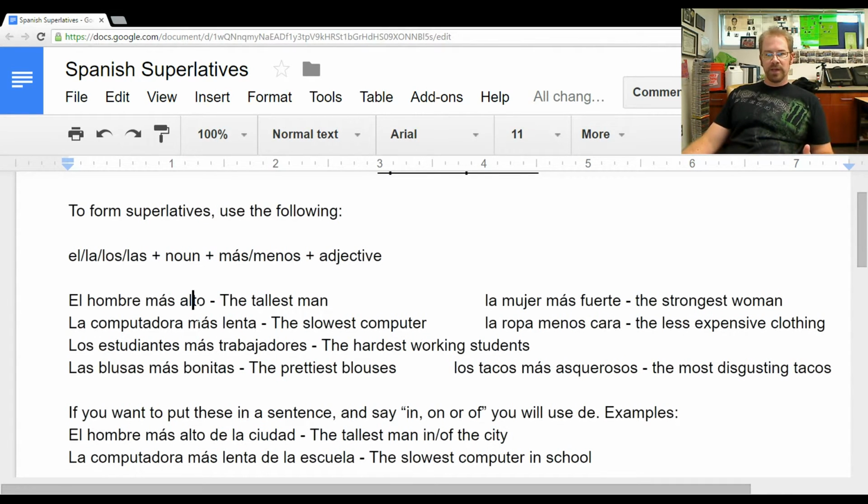So we also have to keep in mind, you'll see that I just made an error there myself, is that these adjectives still need to match the noun they're describing. So hombre is masculine singular, so alto is going to be masculine singular, computer feminine, lenta feminine, make it plural if your noun is plural, and so on.